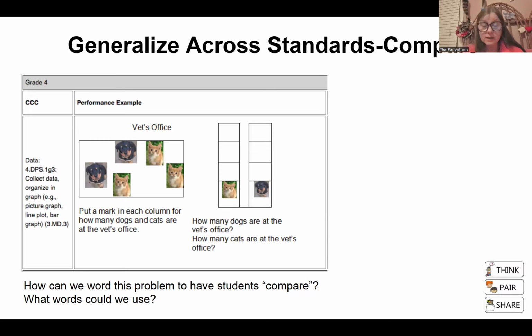All right, so now that you've looked at that, let's go back and see how could we word this so that we had students compare? Well, we already know we're asking how many dogs are at the vet's office and how many cats are at the vet office. So we could turn this into a compare problem by saying how many more cats were there than dogs, or how many fewer dogs were there than cats. So even though we're working on a standard that's related to graphing, we can then embed a compare problem in that graphing exercise.